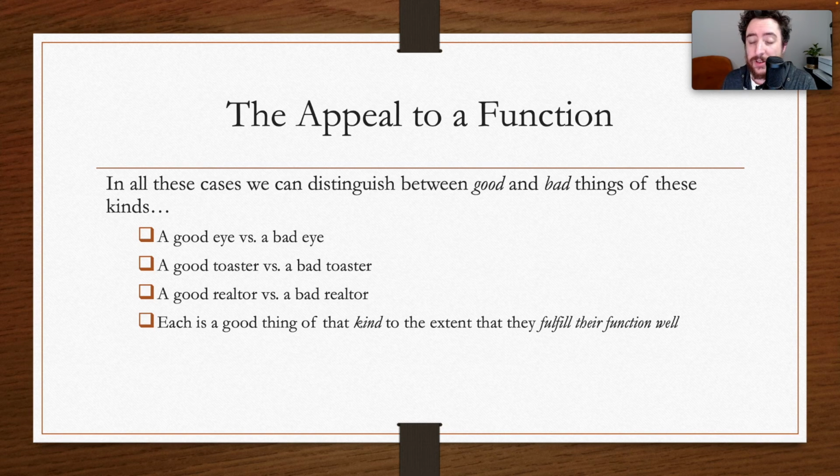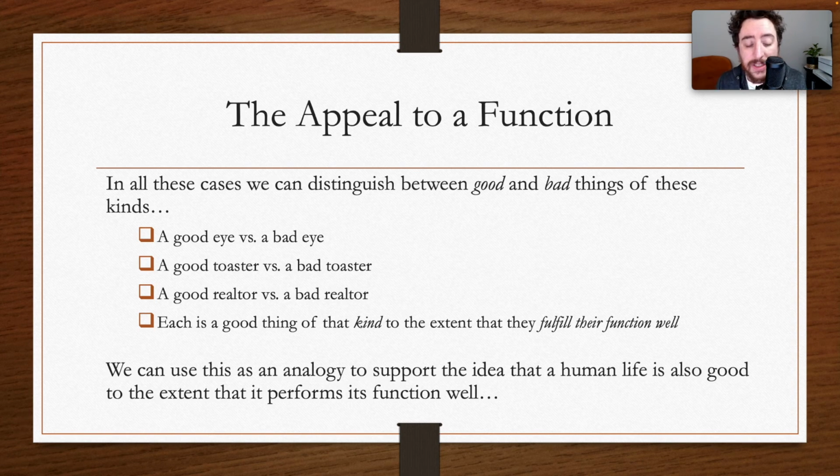An eye that sees poorly is a bad eye. A toaster that burns a toast is bad. A good realtor is one that fulfills its function of helping me purchase properties. If a realtor gives me advice where I'm constantly losing out on properties, they're not a very good realtor. So we can use this as an analogy to support the idea that a human life is also good to the extent that it performs its function well.